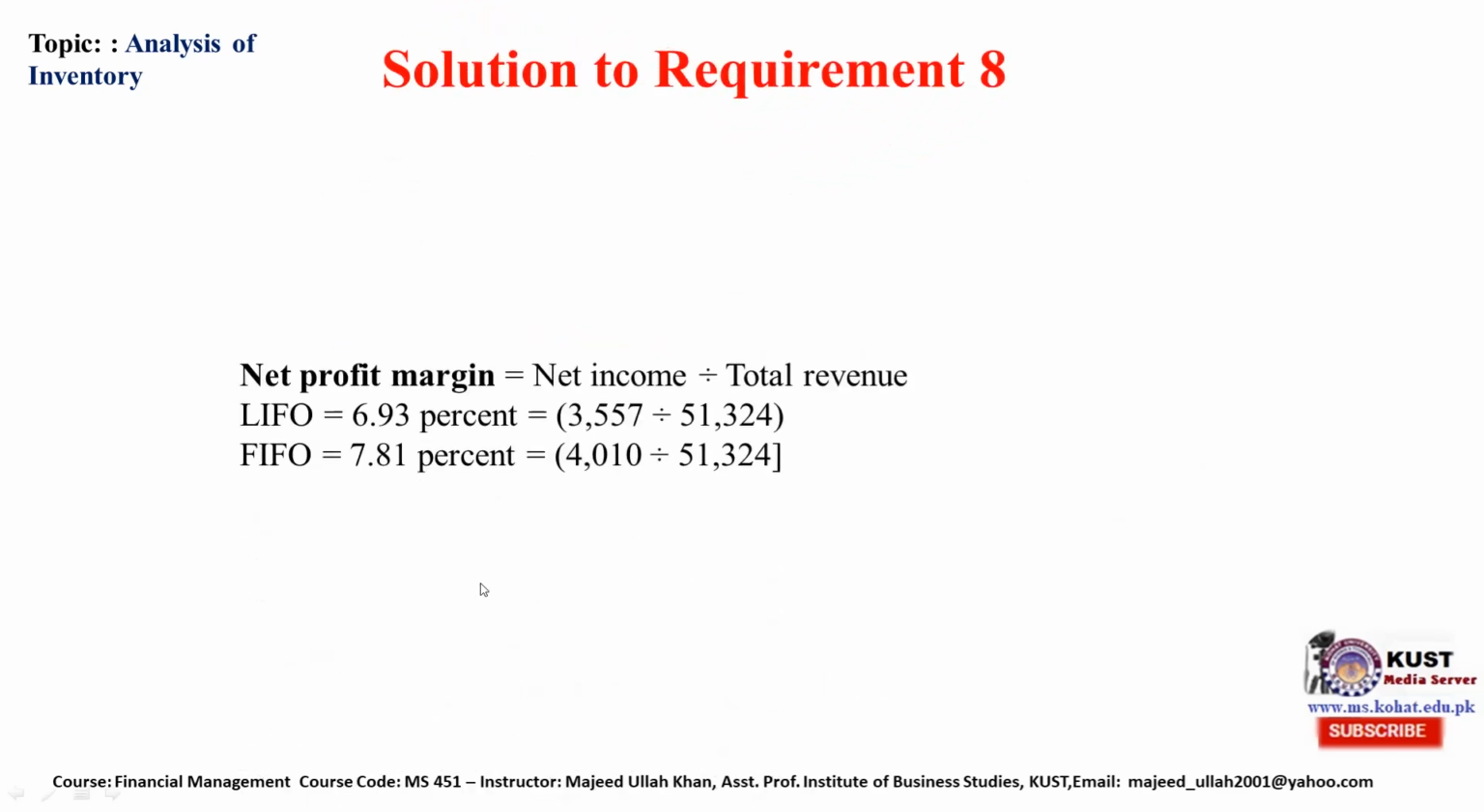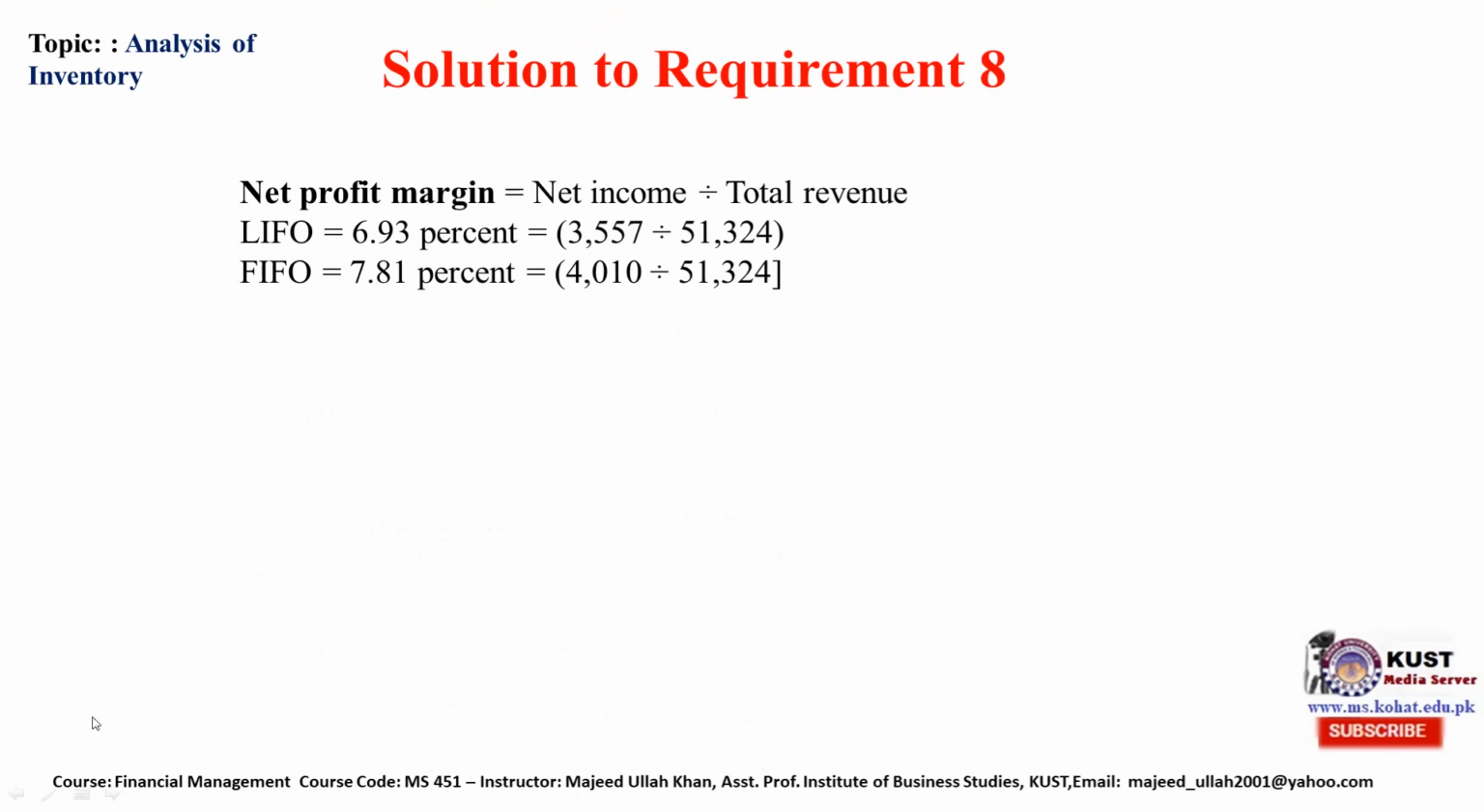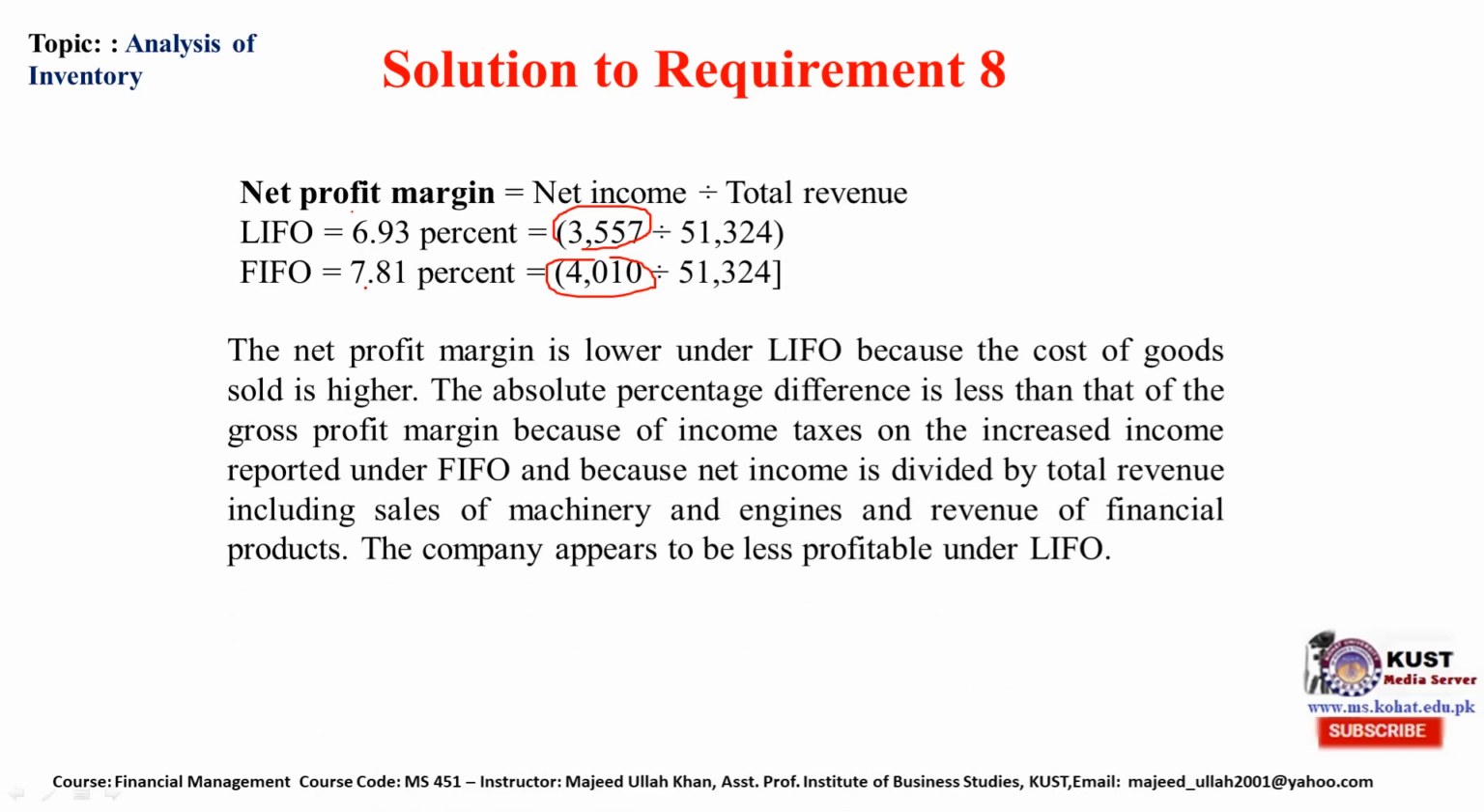What would happen to the net profit margin? Net profit margin would also be higher for the FIFO method. Net income divided by total revenue. This is net income under LIFO divided by total revenue. This is net income under FIFO divided by total revenue. So that is 6.93%, that is 7.81%. Seems better in FIFO rather than under the LIFO method.